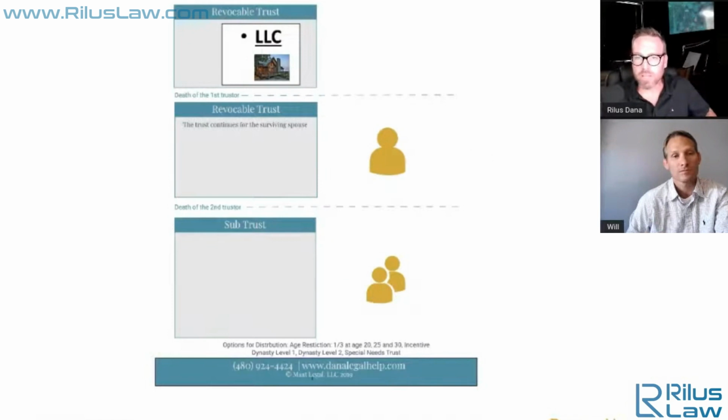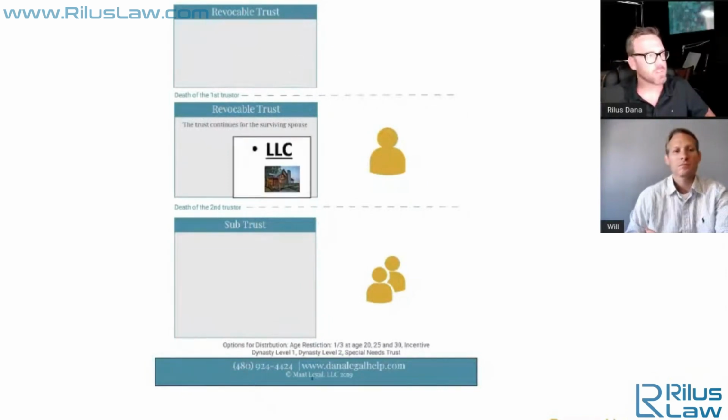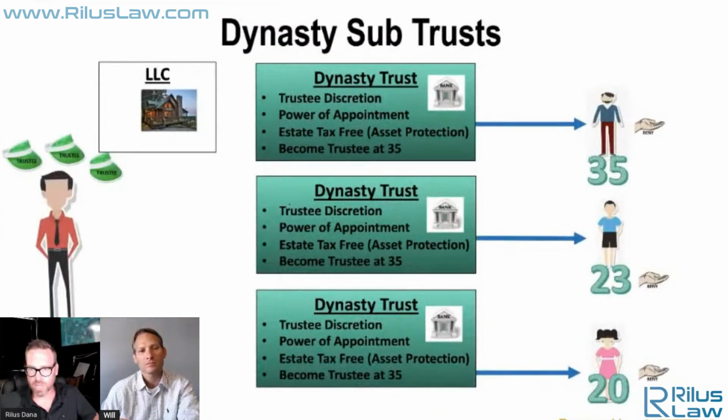Okay, so the LLC should be owned by a revocable trust. This is our flow chart for a continuation trust, which is a trust for a married couple. Above this dotted line is while they're both alive, so the LLC would be owned by their trust. One of them passes, it's still owned by the trust for the surviving spouse. And then here's where it gets interesting, after they're both gone.